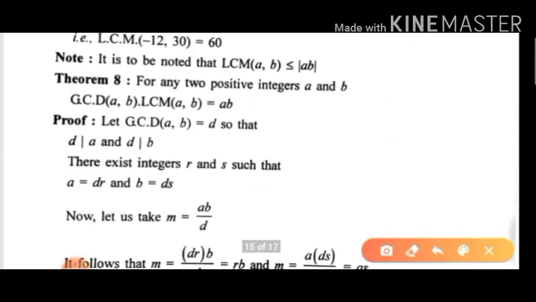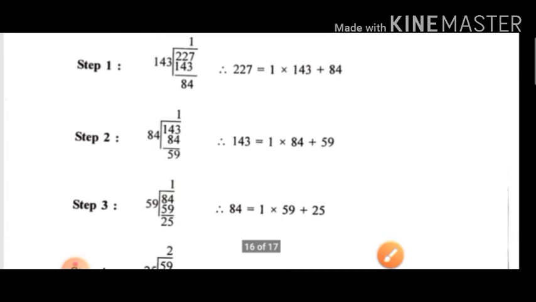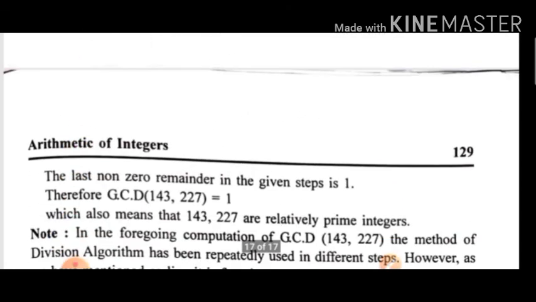Then we have the relationship between HCF and LCM of two numbers. We know HCF into LCM of two numbers is equal to the product of the two numbers. Same way we will do it here: GCD of a, b into LCM of a, b is equal to ab, the product of the two numbers. This you can use. This is important, and using all this we can go for the exercise.